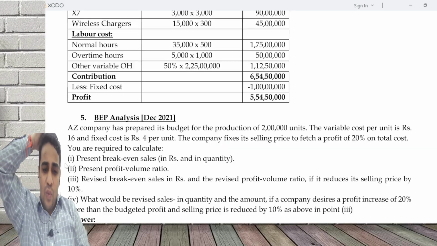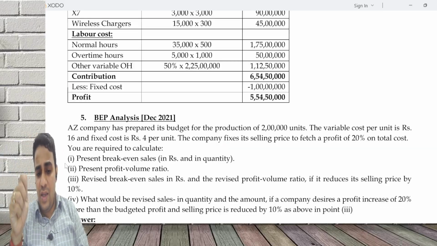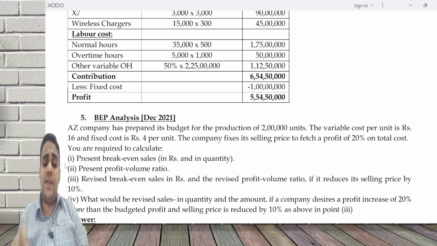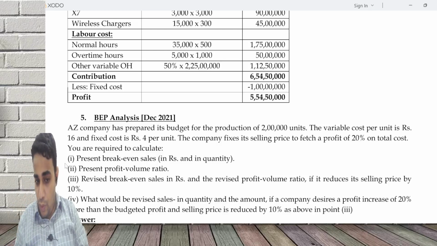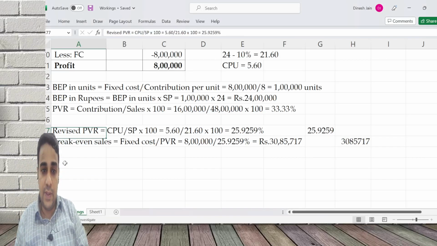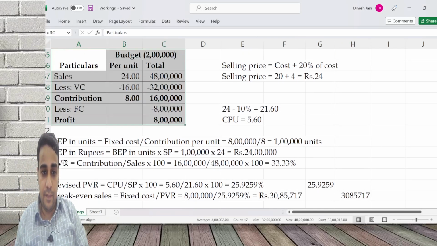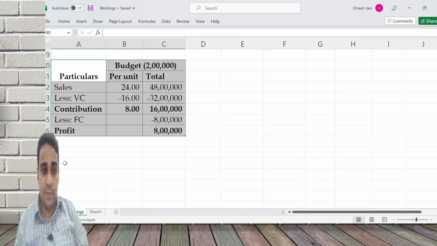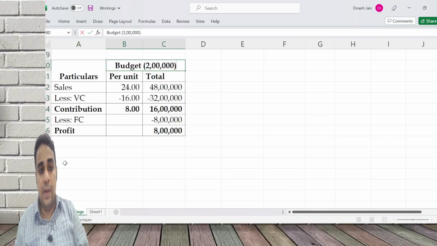Next it says, what should be the quantity and the amount if you want a 20% increase in profit and the selling price is also reduced? Profit should go up, selling price should come down. How many units should I sell and what is the amount? So let's do the statement again. We don't know the number of units.